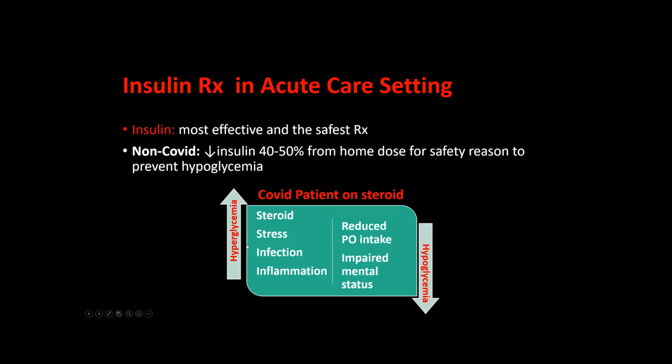It can cause hyperglycemia. At the same time, if the patient is not taking the prednisone, or even on the prednisone or the steroid dexamethasone, if the patient has reduced PO intake or impaired mental status because of organ failure, it can cause hypoglycemia as well. So in a COVID patient, it can go either way.